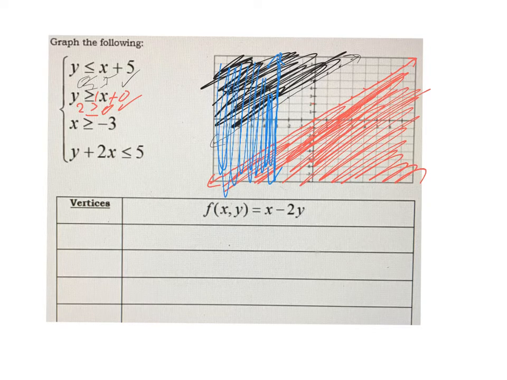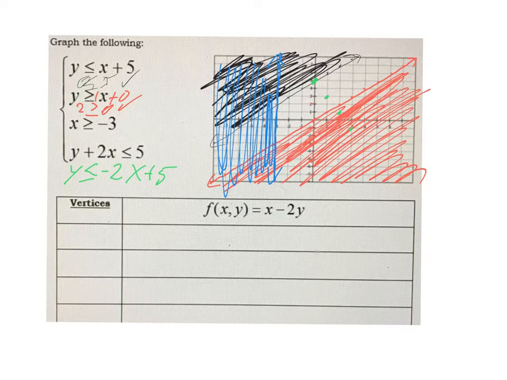And then finally, y plus 2x less than or equal to 5. I'm going to put that one in slope-intercept form, so I'm going to subtract the 2x from both sides. I think that's going to be a little easier to graph. So our y-intercept is 5 right there. Slope is negative 2, so down 2 over 1, down 2 over 1, down 2 over 1.